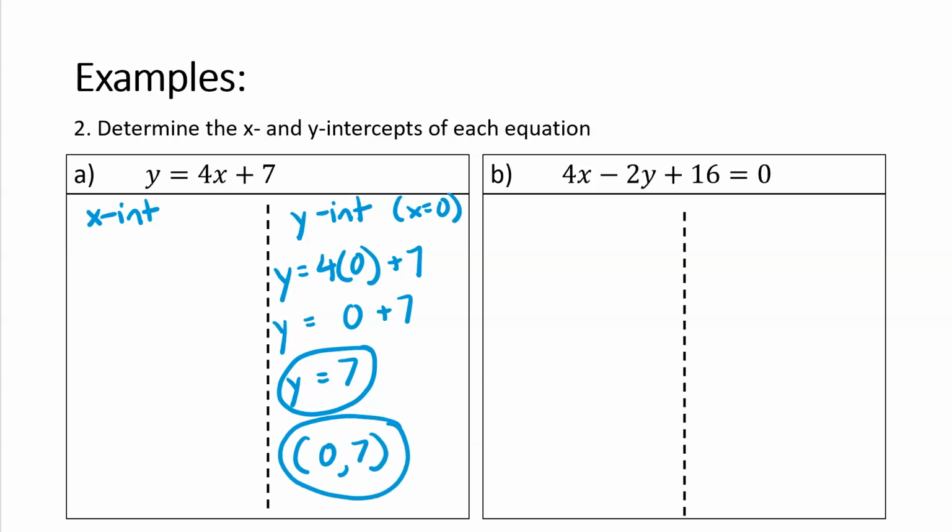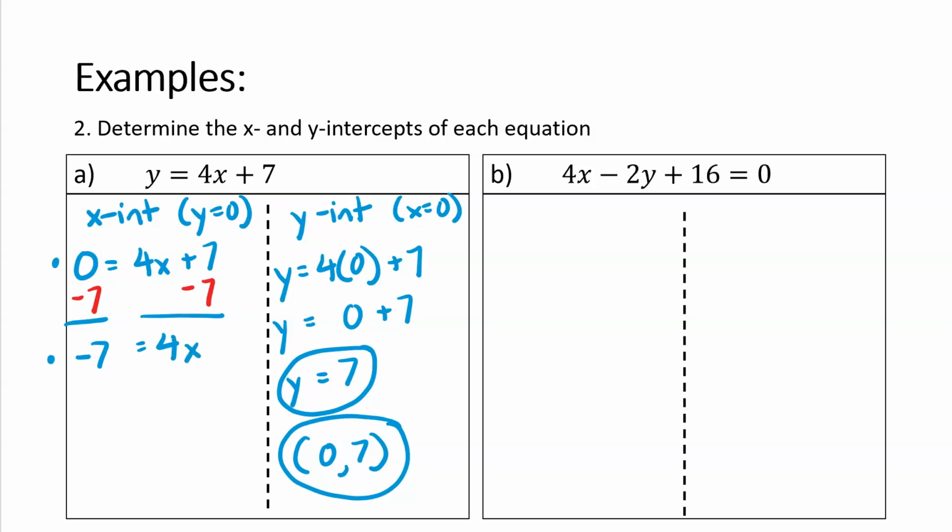Both are correct. As far as the x-intercept, that is when y equals 0. So here you have to set the equation equal to 0. 0 = 4x + 7, and solve that equation for x. Okay, so if that's your starting point, you can subtract 7 from both sides. On the left-hand side, you'll have negative 7. On the right-hand side, 4x. And then we can divide each side by 4 to get the x by itself.